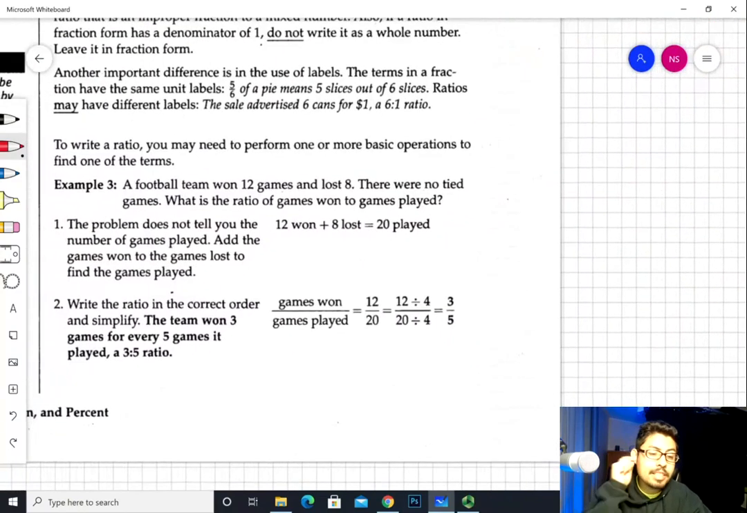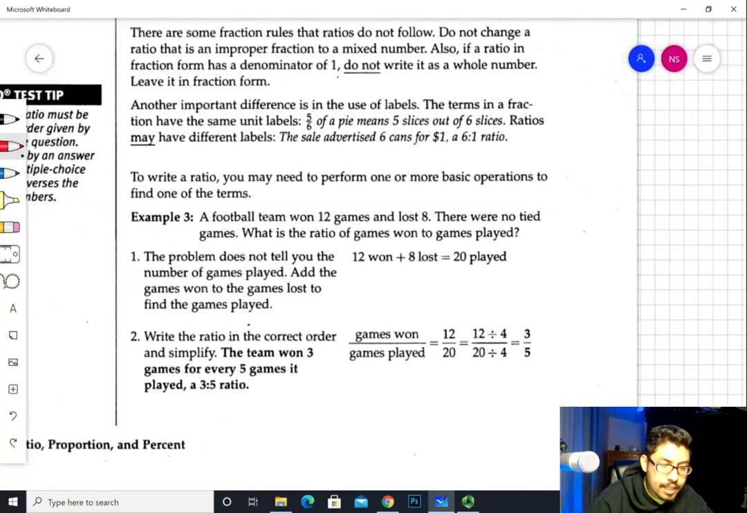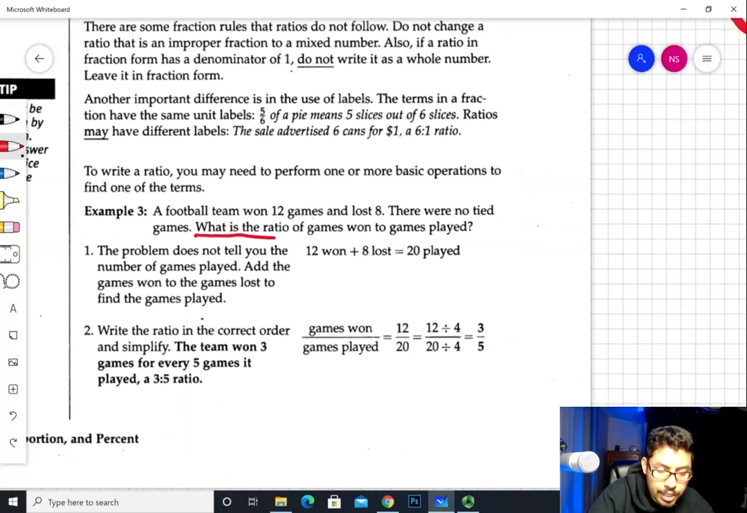Please open up the mirrors and try to follow along. A football team won 12 games and lost 8. There were no tied games. What is the ratio of games won to games played? All right, what is my something to something? Well, it says it right there in the question. What is the ratio of games won to games played?